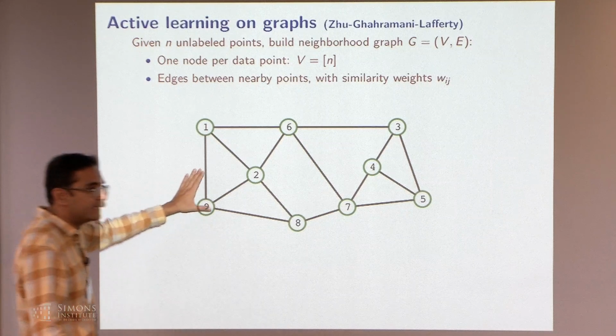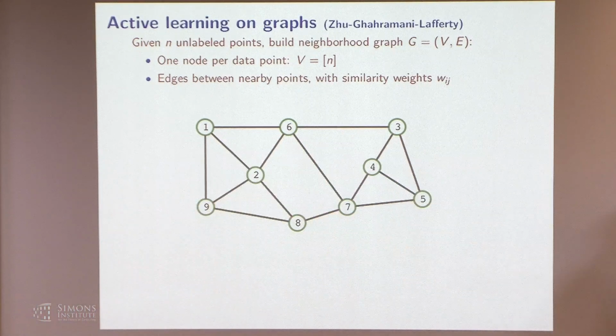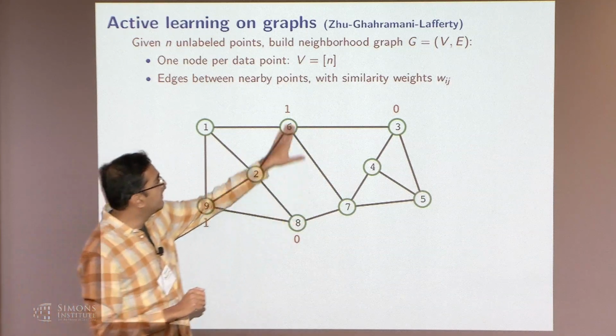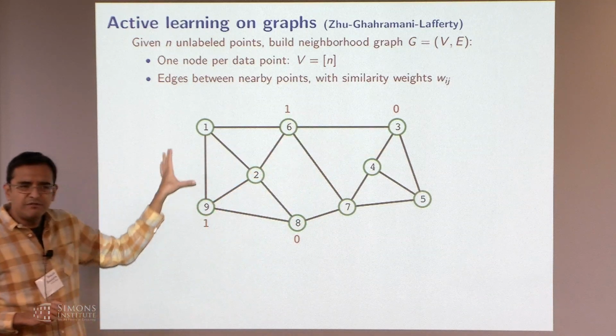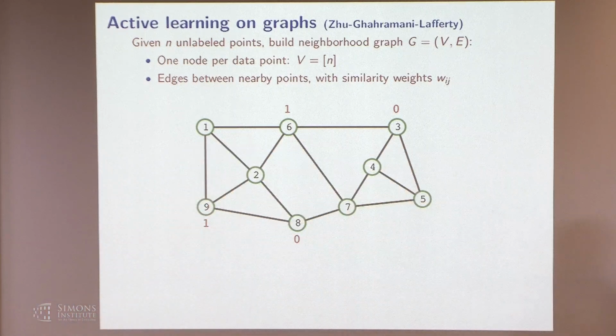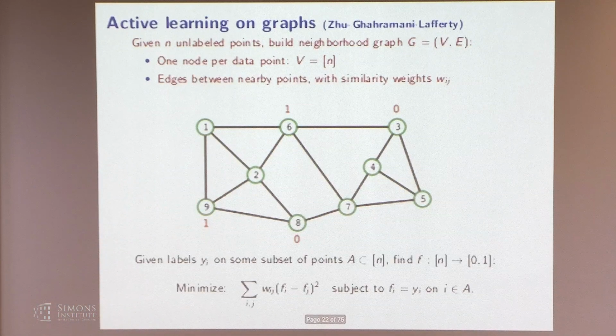So you do this, and now let's say that you get a few labels. How would you fill in the rest? So you find out that this is 1, this is 0, this is 1, this is 0. How would you fill in the remaining labels? And what they suggest is to do it by solving a very simple optimization problem.